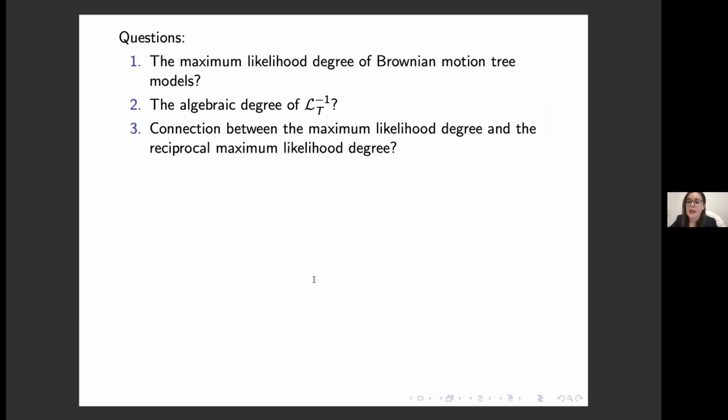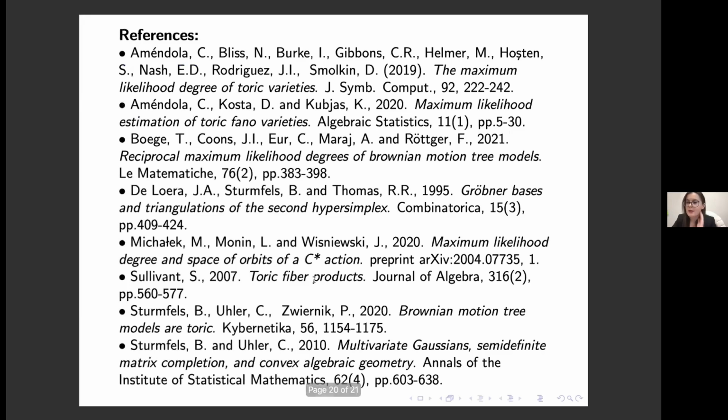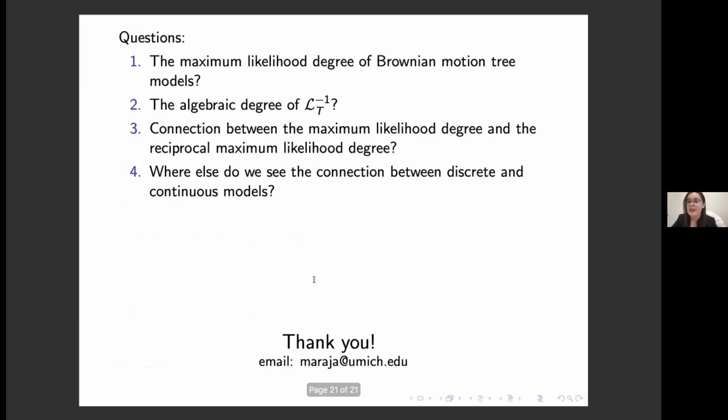And associated to this, one thing of interest is also the algebraic degree of the inverse space alpha minus 1 of t. And lastly, we talked about reciprocal maximum likelihood degree and maximum likelihood degree. What is the connection between these two notions? For this last question, there is some partial work done, and in some cases people have found some formulas that relate the algebraic degree, the maximum likelihood degree, and the reciprocal maximum likelihood degree. But it would be of interest to have a full classification. And here are some references, and I thank you.